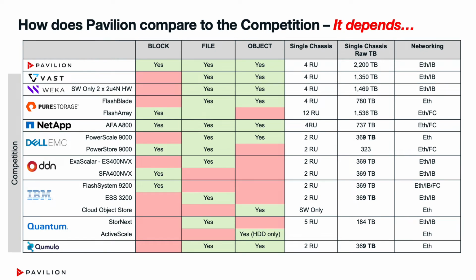Well, it depends. This table will show you who supports block, file, or object. Green and a yes obviously means you support it. The red means it's not supported. Gives you a chart that says how many rack units it takes to deliver that, what is their max capacity, and whether they support Ethernet, InfiniBand, Fiber Channel, or whatever it happens to be. I'm not going to read the chart. I'm going to pause here for a little bit. You can digest it or pause the video.